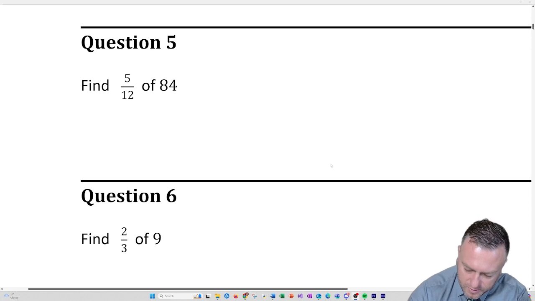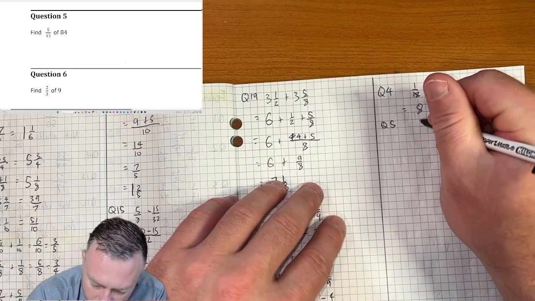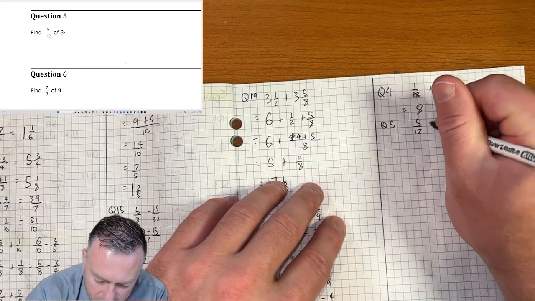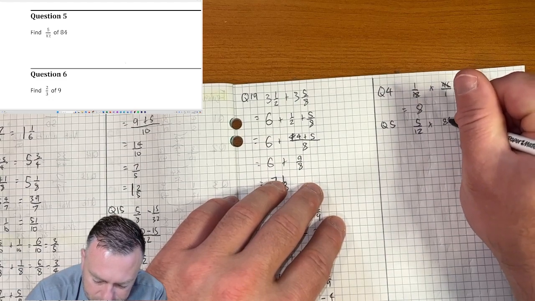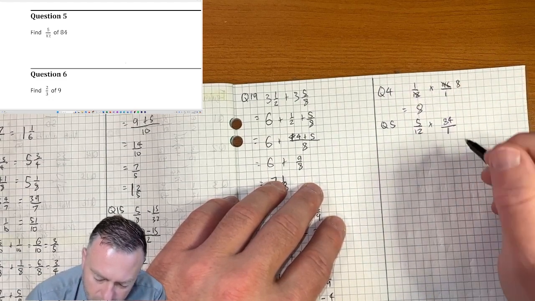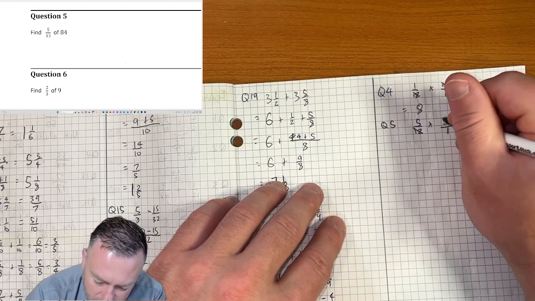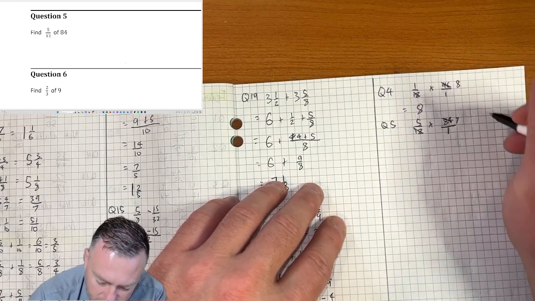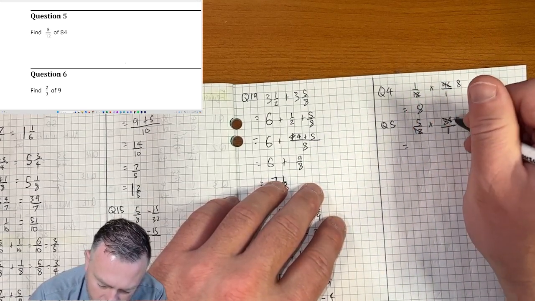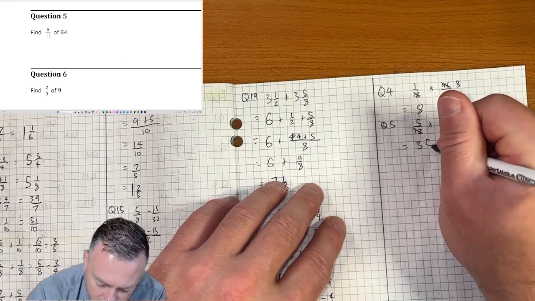Question 5. 5/12 of 84. This one's a little bit trickier. So 5/12 times 84 over 1. So 12 can go into both of those, and that goes 7 times. And then 7 times 5 is 35.